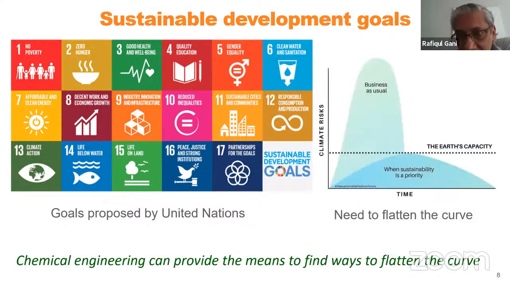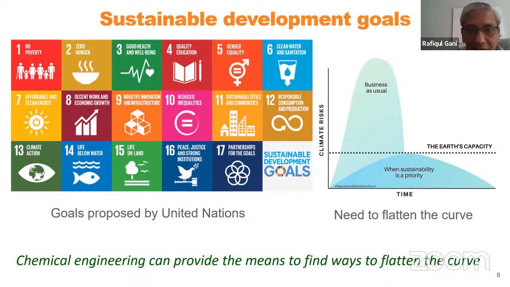Also, I think these days the curve on the right is very familiar to people with the infections of COVID-19, that the infections are going up and we need to bring the curve down. This is also very true for sustainability. The climate risks, if it is business as usual, will just go up. There is a capacity of Earth, and if we go beyond that capacity, things become unsustainable. So we have to keep below the limit of Earth's capacity so we can remain sustainable.